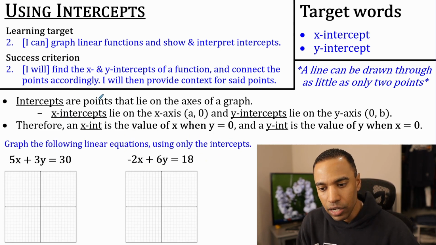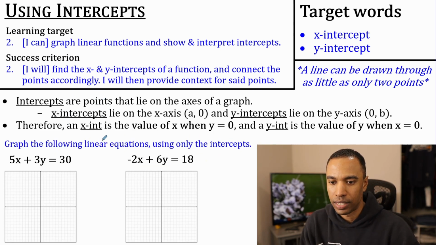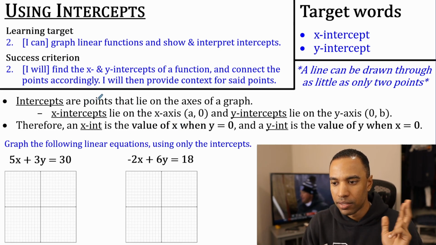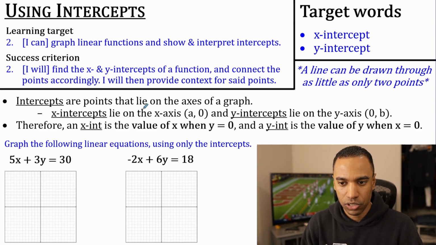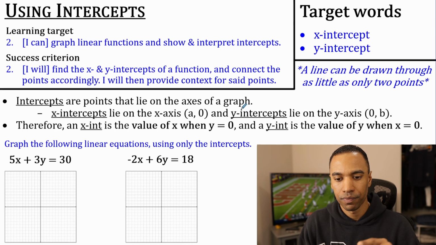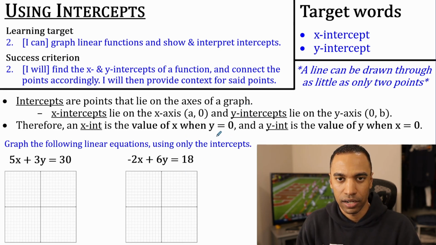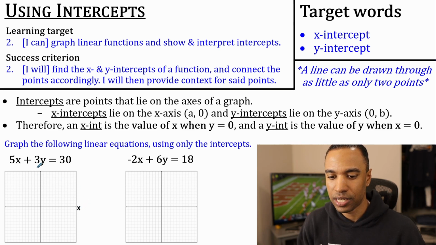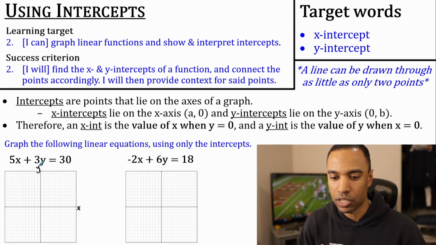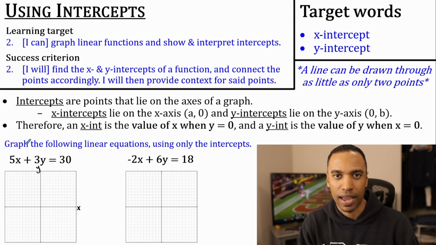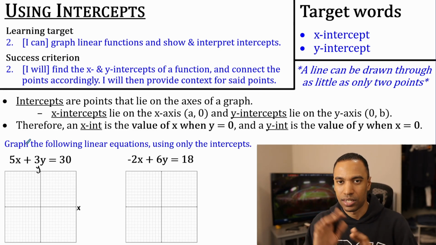Okay, so let's go ahead and graph them using only the intercepts. What I just said before still holds true. Intercepts are points that lie on the axes of the graph. It says graph using only the intercepts. Gladly. I have my x and y axis here. Remember what I did in the previous equations, where I got y by itself, plugged in values for x, got values out for y, and connected the dots.